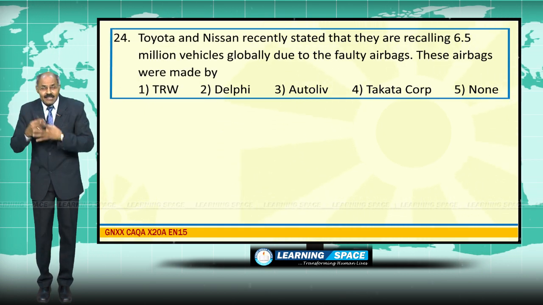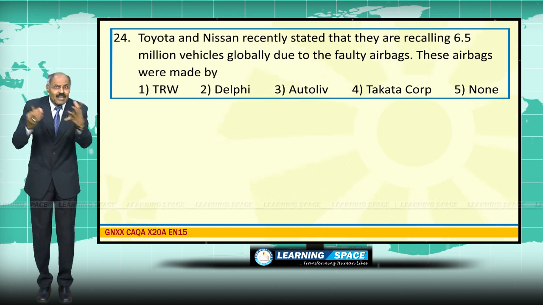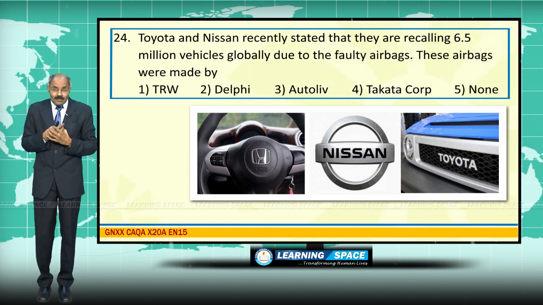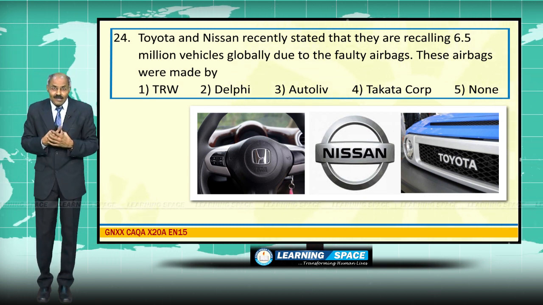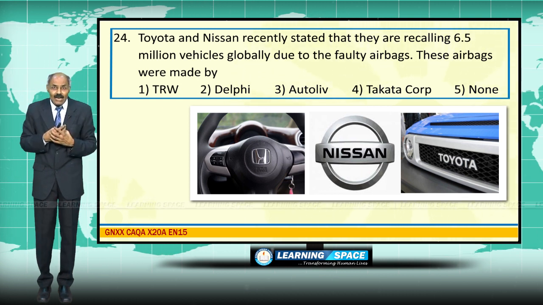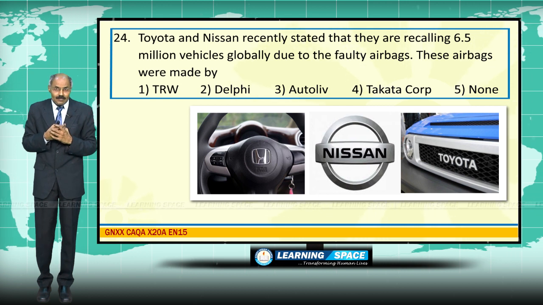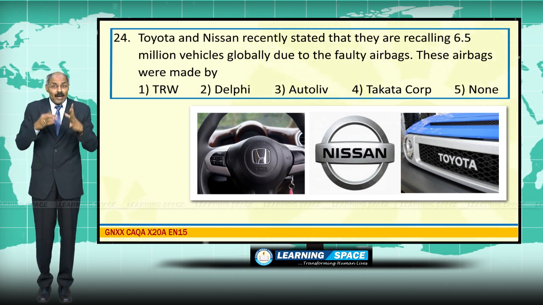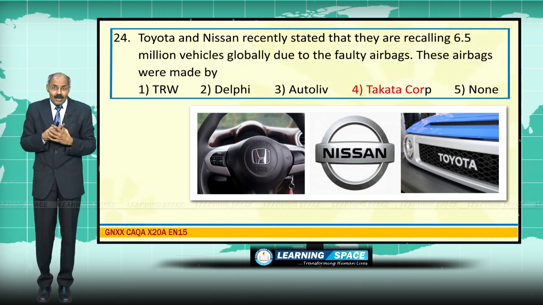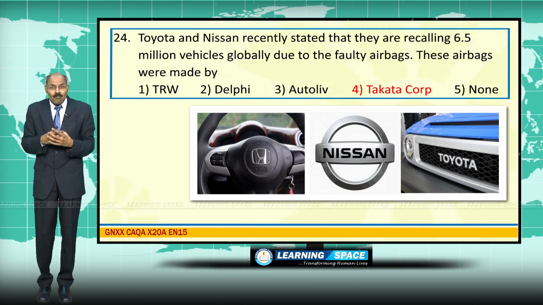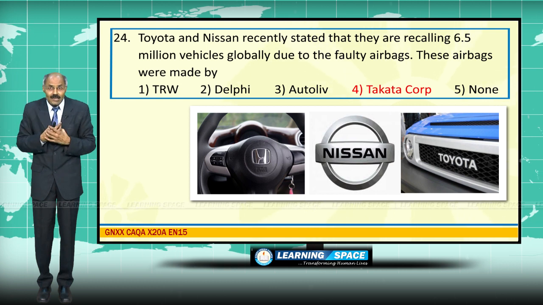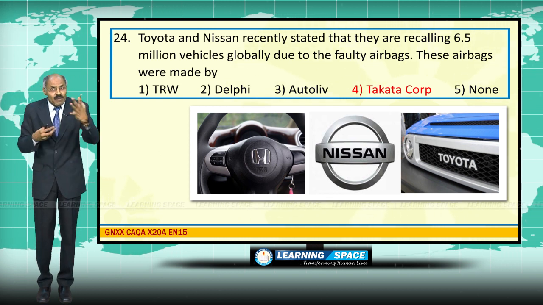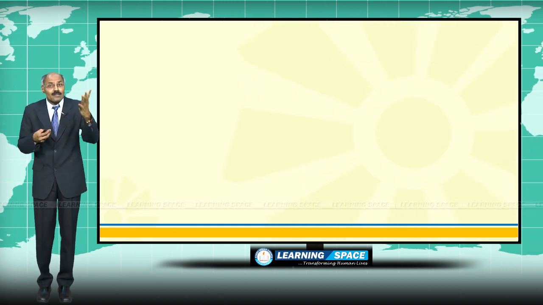Toyota and Nissan recently stated that they are recalling 6.5 million vehicles globally due to faulty airbags. Because of faulty airbags, several cars are being recalled since they may not function in case of accidents. These airbags are manufactured by Takata Corporation of Japan, and this is probably going to be one of the largest recalls in the automobile industry. Please look into the next question.